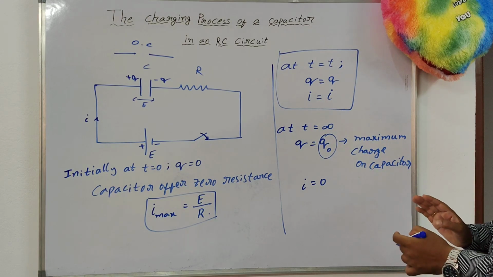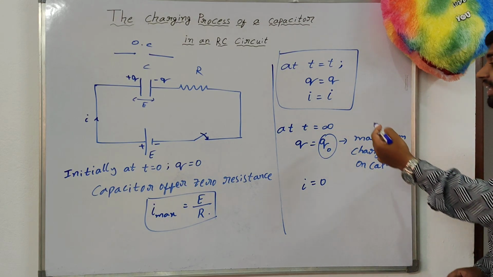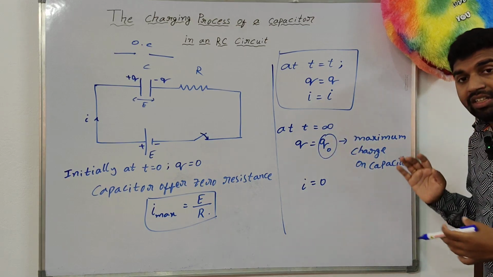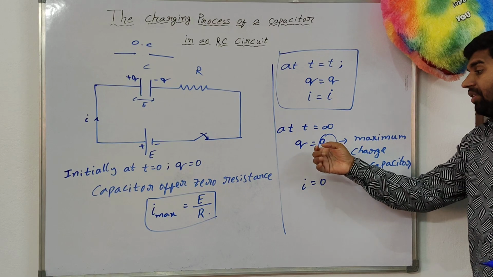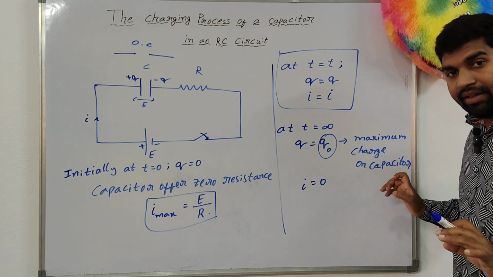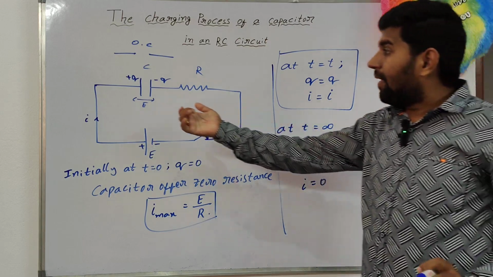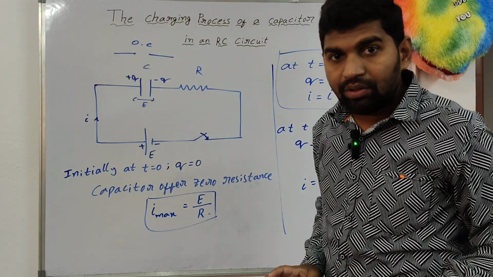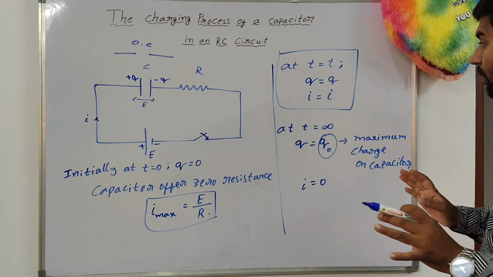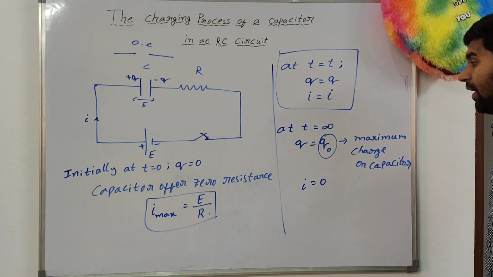And next case, after a long time period, if t becomes infinite, what will happen? The charge becomes maximum. Q is equal to Q naught, the maximum charge accumulated on the capacitor. Is that clear? In that case, the capacitor acts as an open circuit. We already know that in an open circuit, the current I is equal to 0.